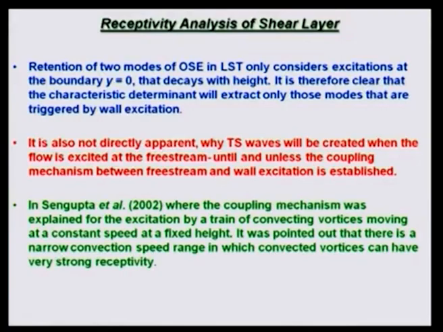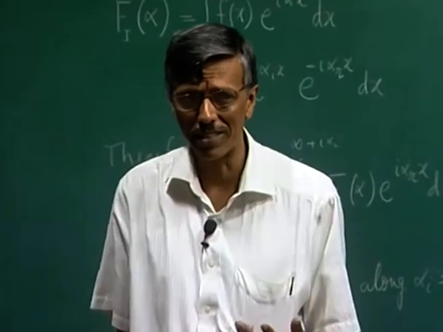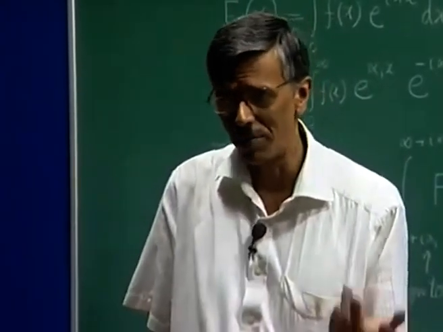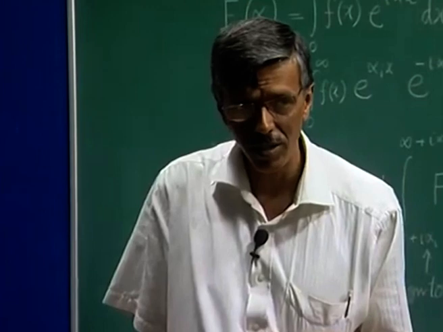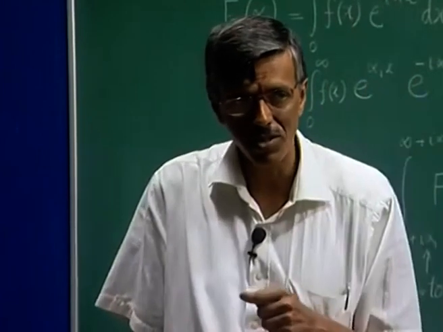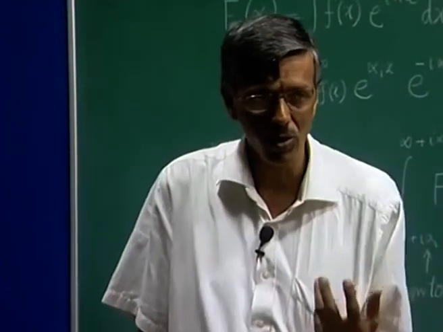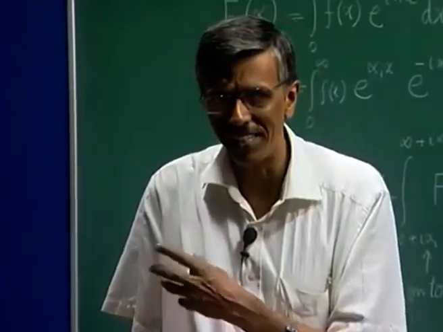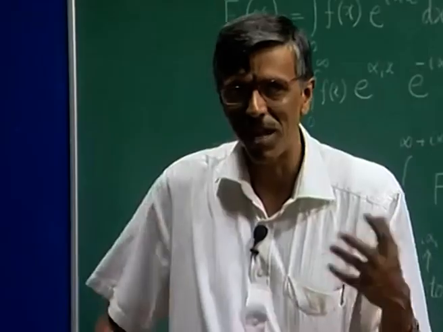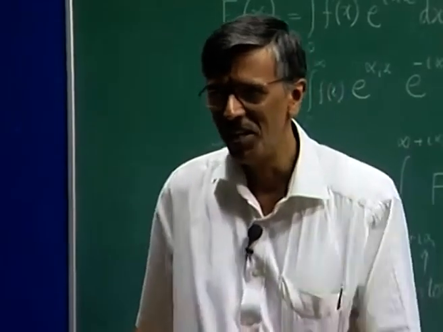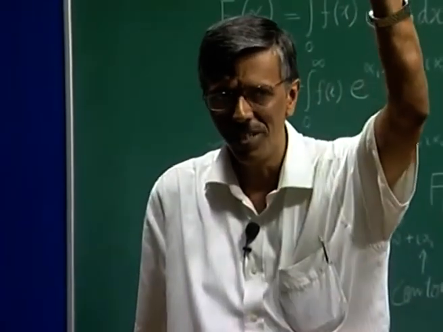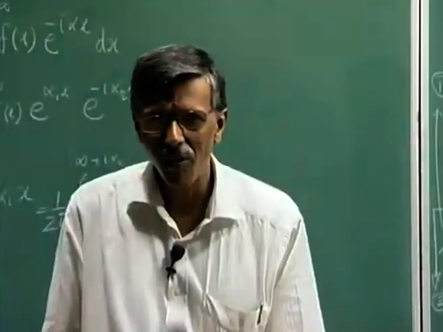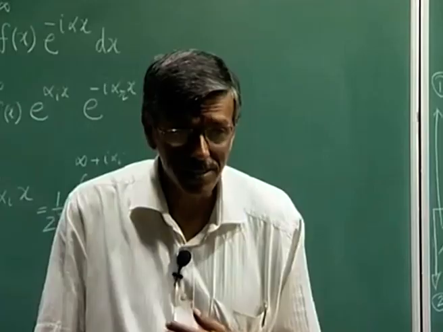You are now in a position to appreciate the fact that there would be cases where you would not be exciting the flow at the wall, instead you would be exciting the free stream. And if those modes are unstable or they can indirectly excite the wall mode, there has to be some coupling mechanism. You create a disturbance in the free stream, somehow it gets coupled and the wall mode gets excited, then you can generate these waves.